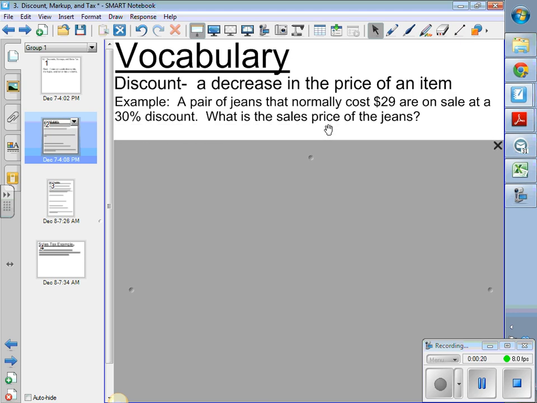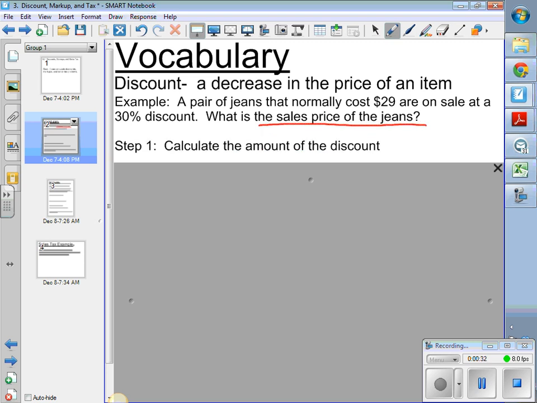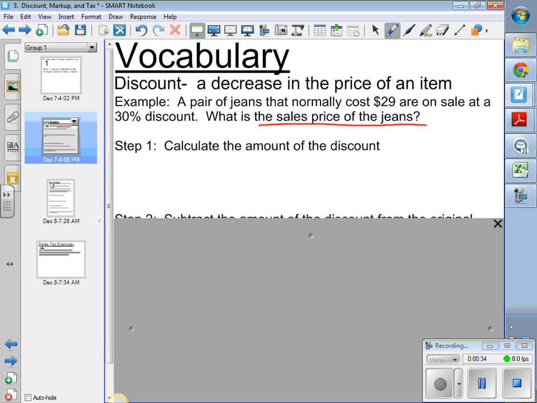An example here would be a pair of jeans that normally cost $29 is on sale at a 30% discount. What is the sale price of the jeans? So the thing we're trying to find is the sale price of the jeans. So the first thing we have to do is calculate the amount of the discount.